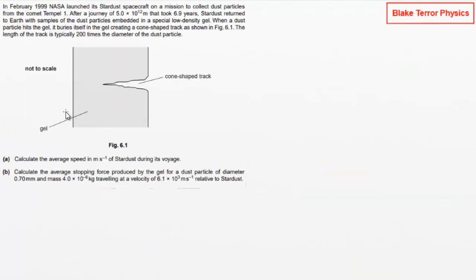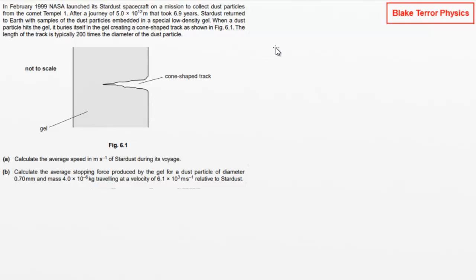Right, next question. In February 1999, NASA launched its Stardust spacecraft, to collect dust particles from a comet. After a journey of 5 times 10 to the 12 meters that took 6.9 years, it came back with a whole load of dust particles. All right, so they've got some kind of gel. You stick the gel out and then the dust buries itself into the gel. Yeah, clever. Length of the track is typically 200 times the diameter of the dust particle. Right. Calculate the average speed of Stardust during its voyage.